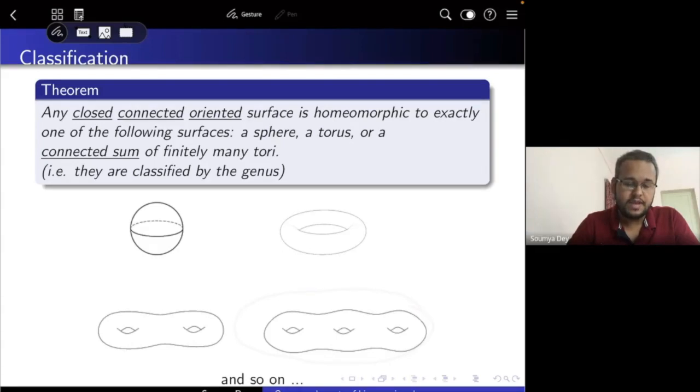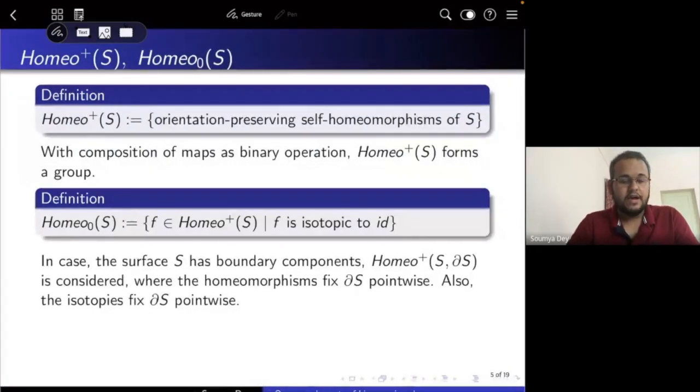Great. So what do we do with these surfaces? The first object that we will be dealing with is the homeomorphisms of this S. So for a surface S, Homeo+(S) is the set of orientation-preserving self-homeomorphisms of S. So you consider all homeomorphisms from S to S. What is a homeomorphism? It's a continuous map with continuous inverse, and it should be bijective. You consider all such orientation-preserving maps from S to S, and you call that set Homeo+(S).